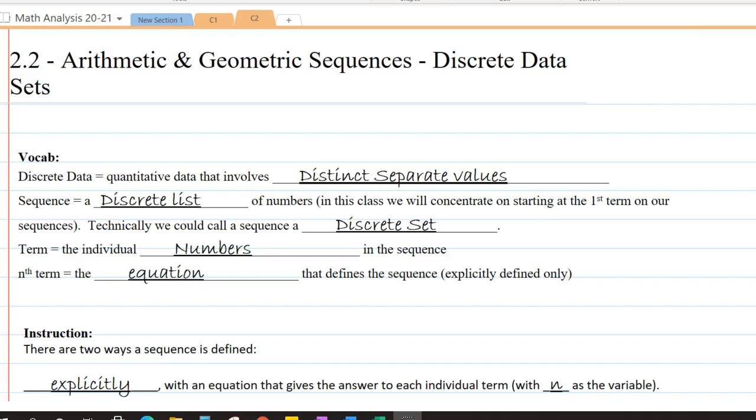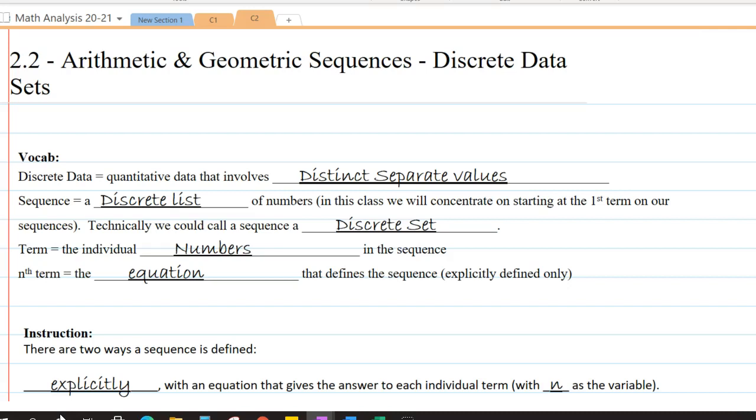A sequence is a discrete list of numbers. In this case, we'll concentrate on numbers starting in the first term and moving on. Technically, we would call this a discrete set using our academic vocabulary. The set would be the natural numbers. So each term will be the individual numbers in the sequence. Remember, because we're talking about a set here, the individual number can also be called an element.